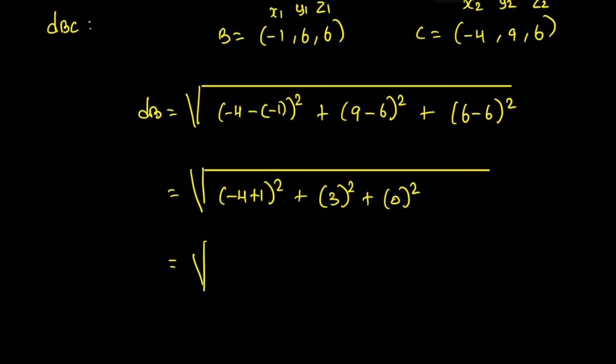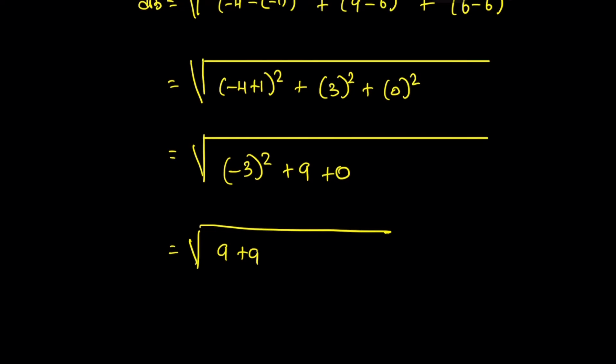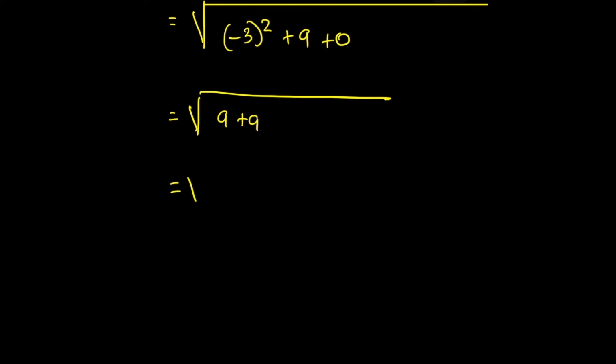The next step: -3 then whole square, and 3 square value is 9, then 0. So -3 square is always positive, so 9 and also 9. So root of 18. This one is DBC.